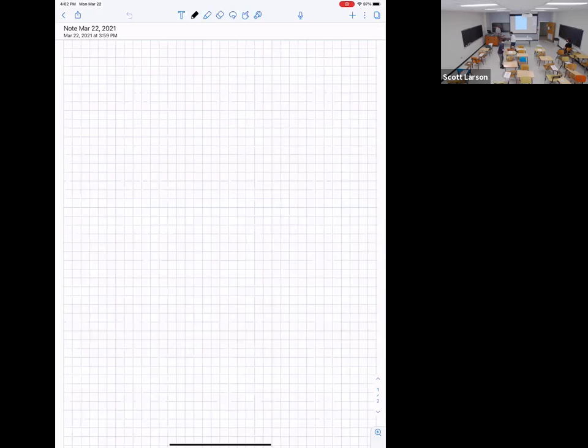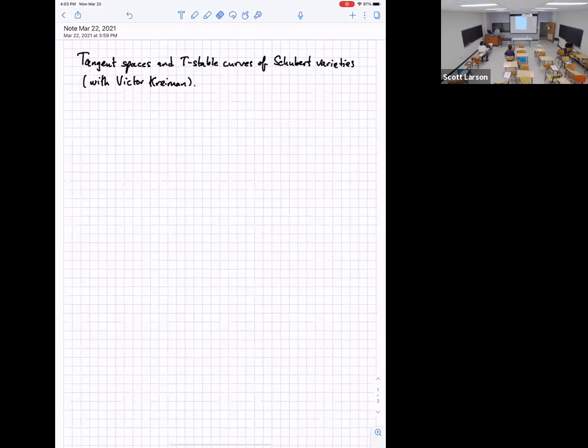I haven't started yet, so the title of my talk is going to be on tangent spaces and p-stable curves of Schubert varieties. And this is joint work with Victor Kreiman. And so let me begin with the overall setup here.